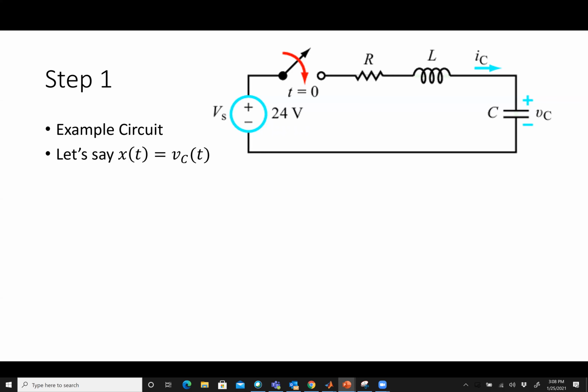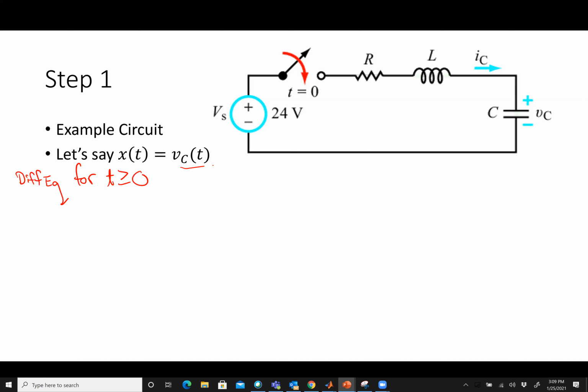So I want to start here. I've given you this problem, and in particular, I want to do my step one. I want to find the differential equation specifically for t greater than or equal to 0. And the x of t, the variable I'm interested in here, is the capacitor voltage. So how should I approach that problem? How should I get a differential equation here?